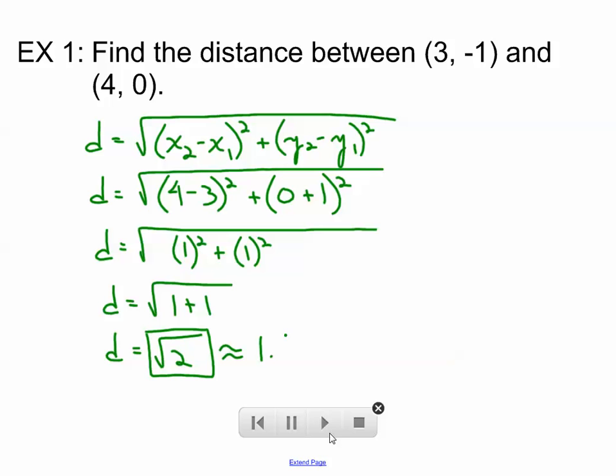Probably makes more sense, though, if we approximate it to about 1.41 units away. So if you plotted those 2 points and drew a straight line between them, that would be how long that line is.